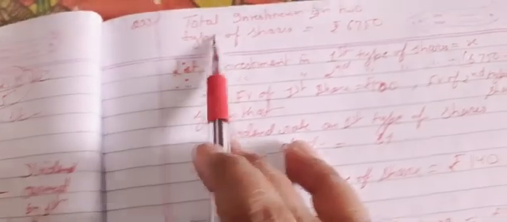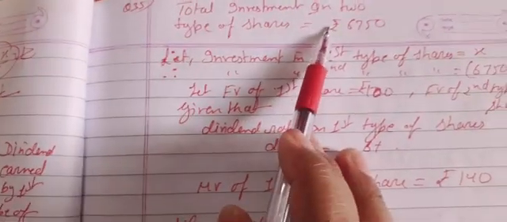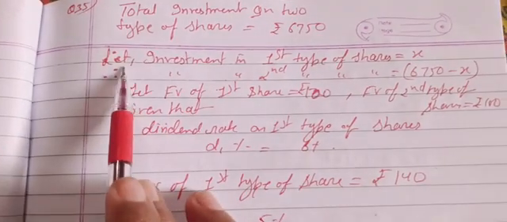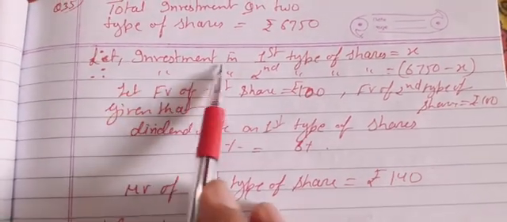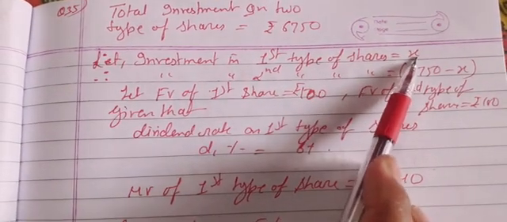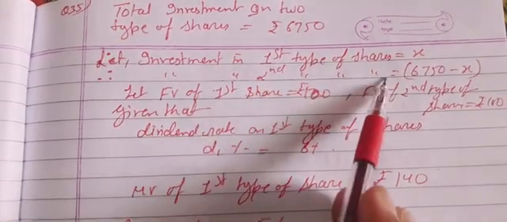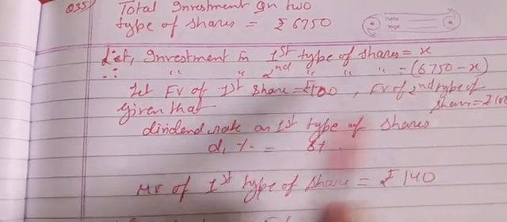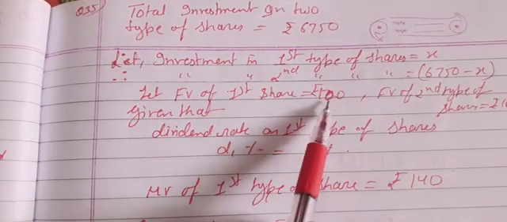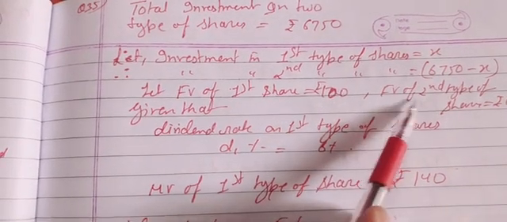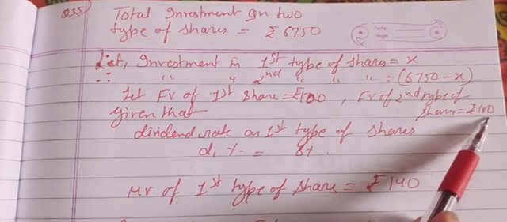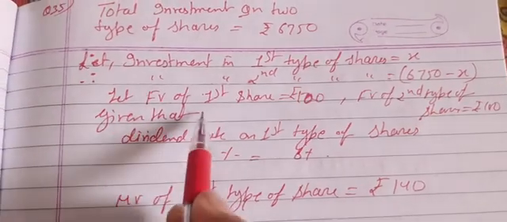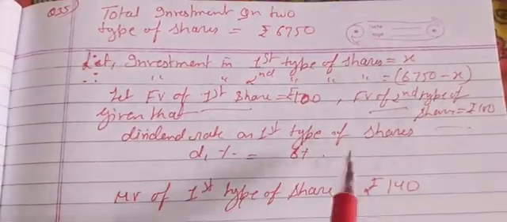Here I have written: total investment in two types of shares is equal to 6,750 rupees. Then we assume that the investment in the first type of share is x. So naturally the investment in the second type of share is total minus x, that is 6,750 minus x. Let the face value of the first share be rupees 100, and the face value of the second type of share is also rupees 100, because face value was not given, and without face value we can't calculate. So we have just assumed the face value of both types of shares is rupees 100.